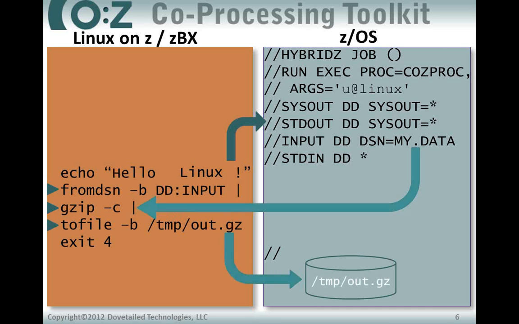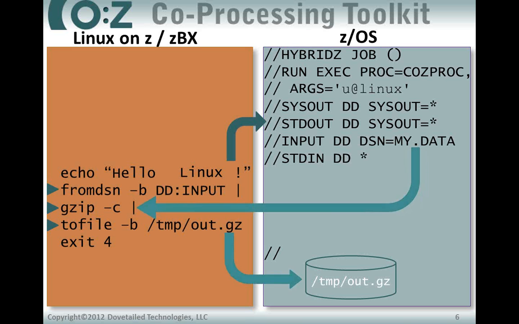Let's take a look at what's going on here. So fromDSN is actively streaming the data from the input DD, and as it's streaming the data, the gzip command is compressing that data and writing its output as it's compressing it to the toFile command, which writes its output to the Unix System Services file. Notice this is all going on in parallel. There's no data at rest. We don't have any temporary files. It's all happening at the same time.